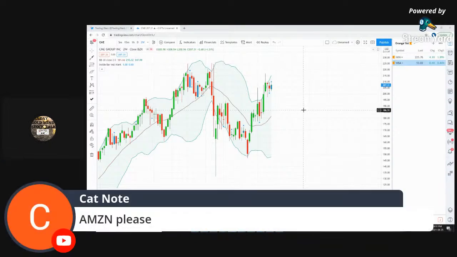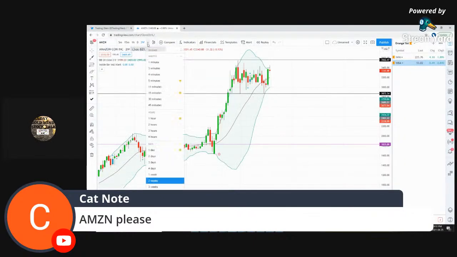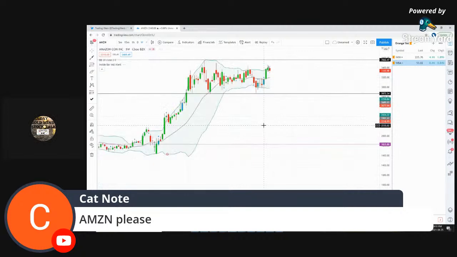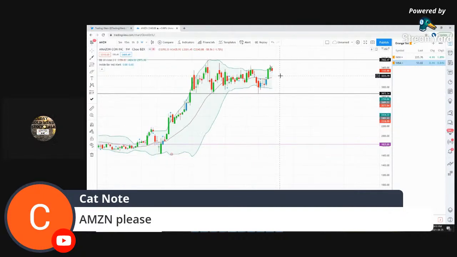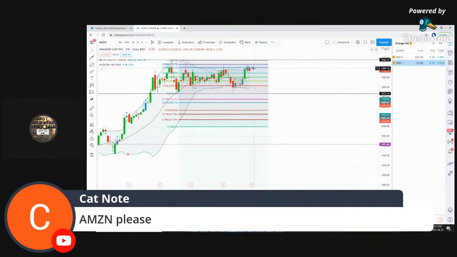Amazon. Okay. Go to the weekly. Yep. So we talked about Amazon. Okay, let's draw the fib for the short, high to low. We can see that it's again up on the 786, which was a previous resistance also. So this is why Amazon is finding resistance here.